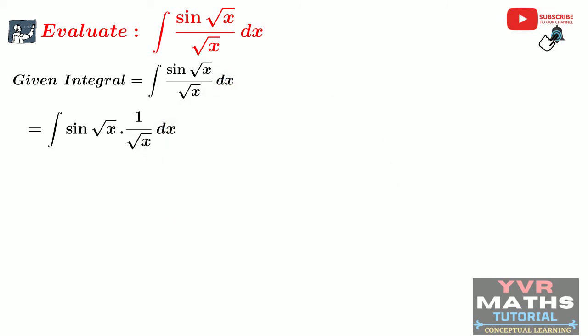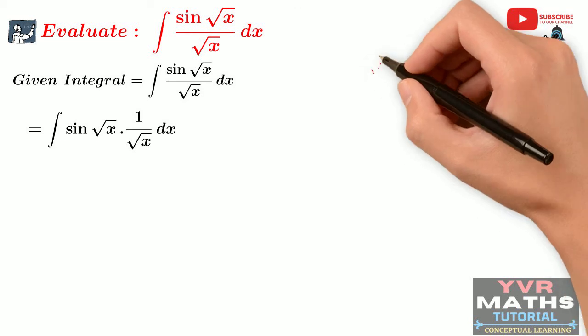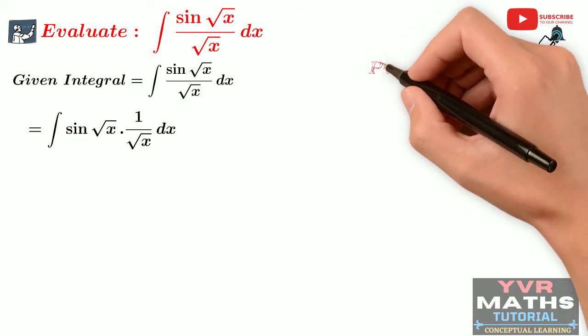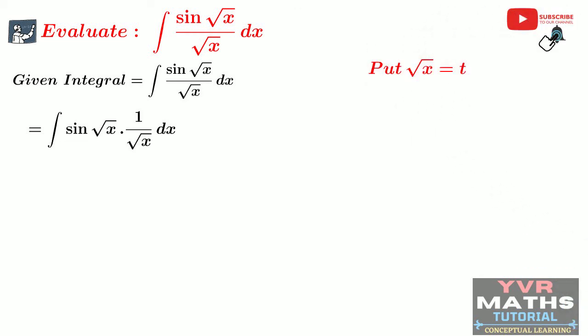Now substitute some part of the integrand as another variable such that its differentiation exists in the integral. So if you observe the given integrand, the angle of sine ratio is root x. The derivative of root x is 1 by 2 root x. So I am considering the function root x as the new variable. So put root x is equal to t.